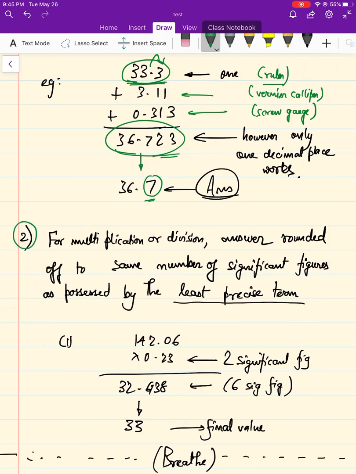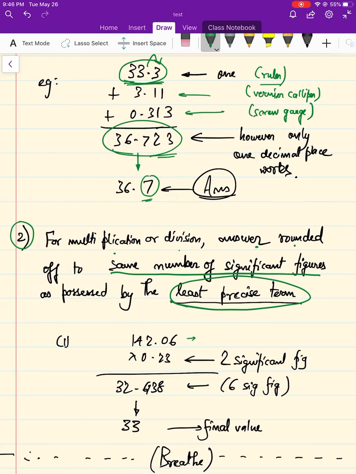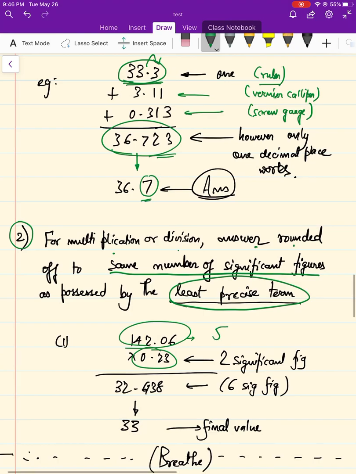The second step says that for multiplication or division, the answer is rounded off to the same number of significant figures as possessed by the least precise term. Again, that's an iteration of our thumb rule: when you're doing a multiplication or division, instead of going into the number of digits after the decimal place, we see how precise one measurement is, right? So when you are multiplying, let's say this figure has 5 significant figures, and this has 2 significant figures. The zeros ahead do not count according to point 2, and this counts because a 0 in between two non-zero digits counts. So this is 5 significant figures, this is 2 significant figures.